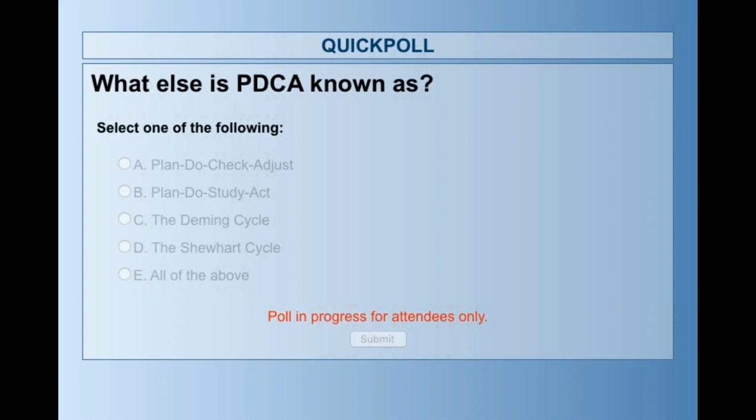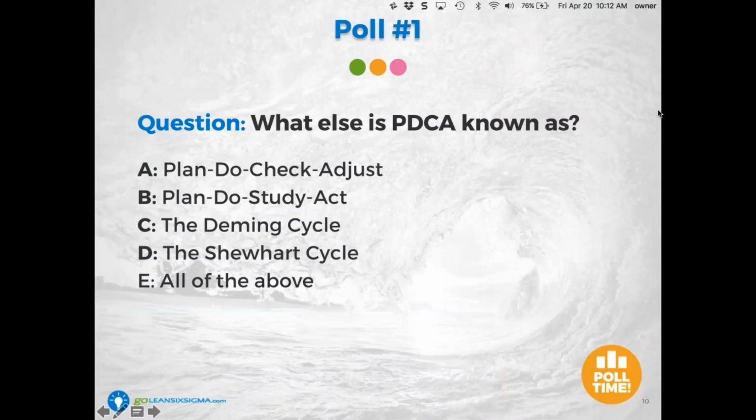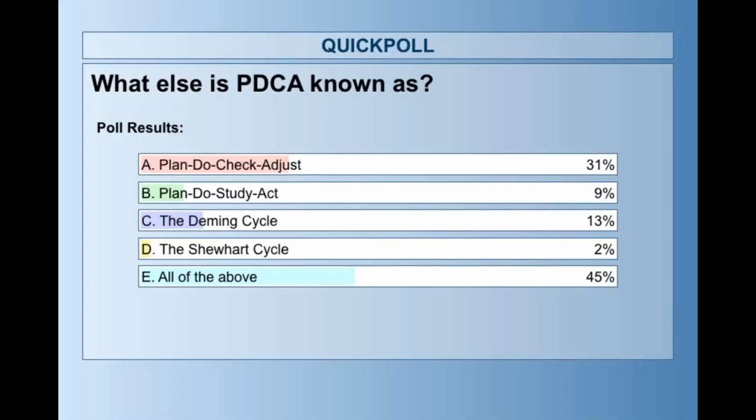Cool. Happy. All right, let me close the poll and see what we got. So what you got was almost half the folks thinking it's all of the above. And then the next group of 31% thought it was Plan, Do, Check, Adjust. And then they thought it was the Deming Cycle, and that's 13%. And then 9% thought it was Plan, Do, Study, Act. And 2% thought it was the Shewhart Cycle. So the correct answer is E, all of the above.